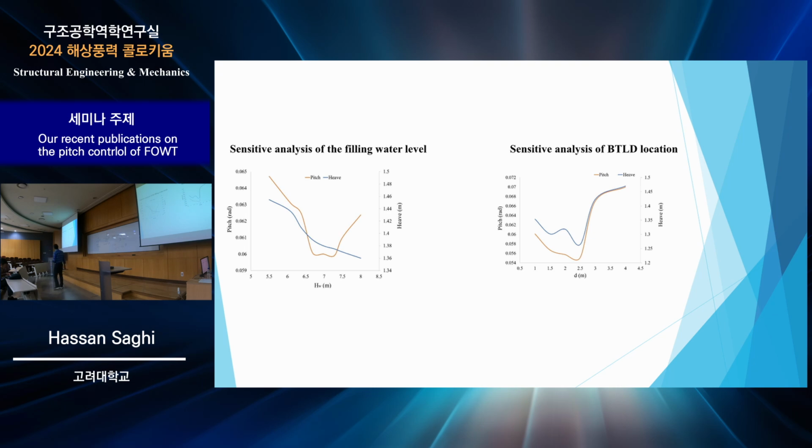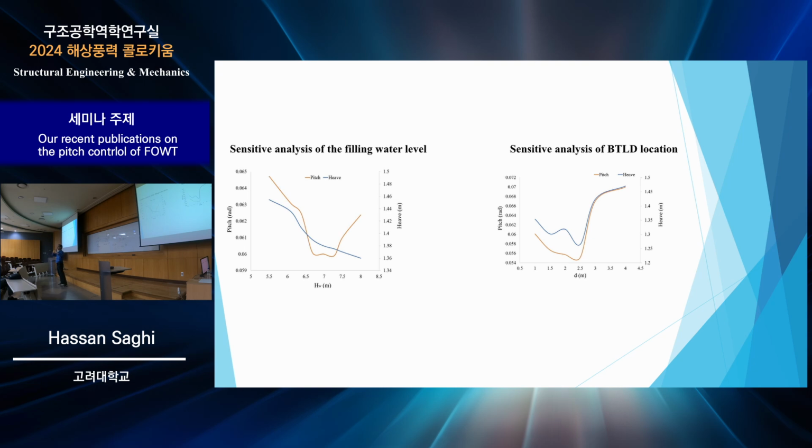And there's another very important parameter about the BTLD, which is the location of the BTLD inside the barge. So we did another sensitivity analysis of the BTLD location relative to the bottom of the barge. In this figure you can see this parameter V is the distance between the bottom of the barge and the bottom of the BTLD, from 0.5 meter to 4.5, and the optimum location is 2.5.